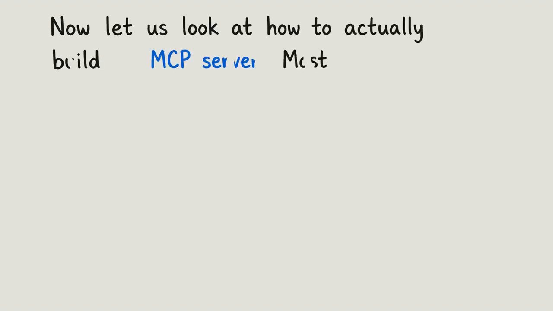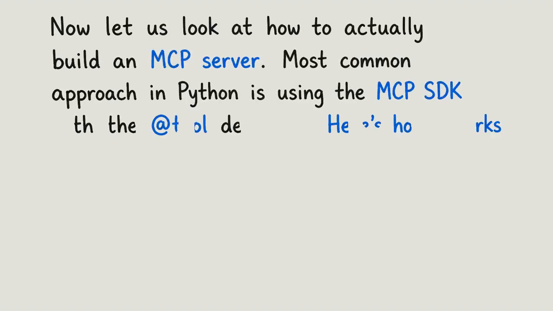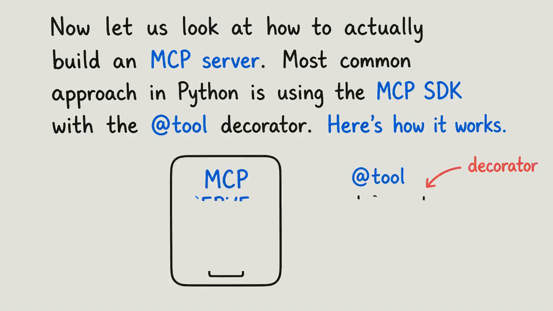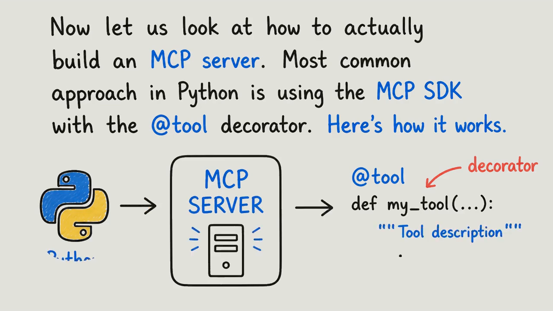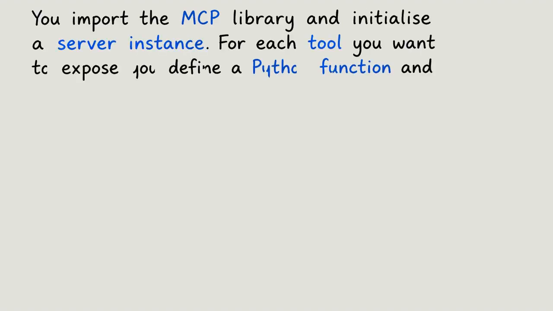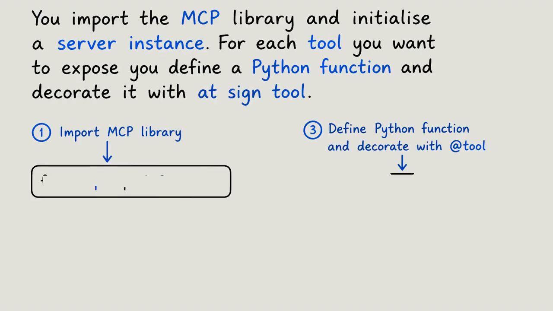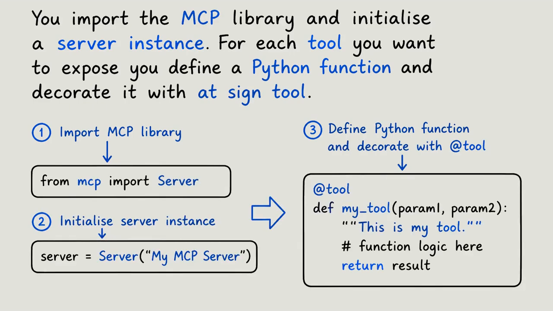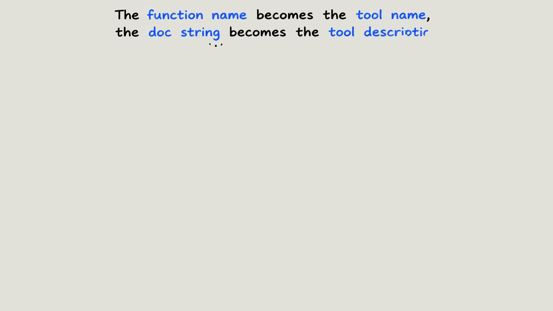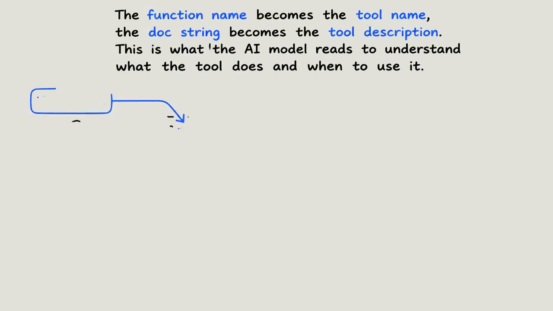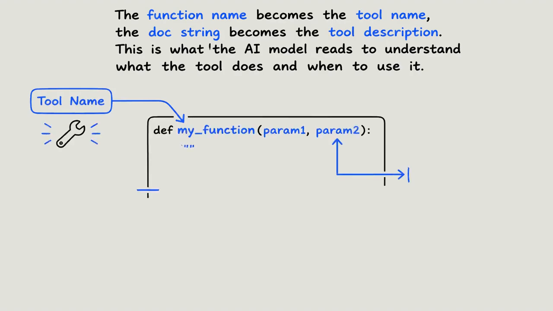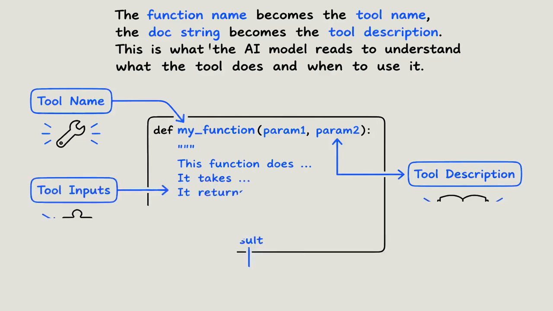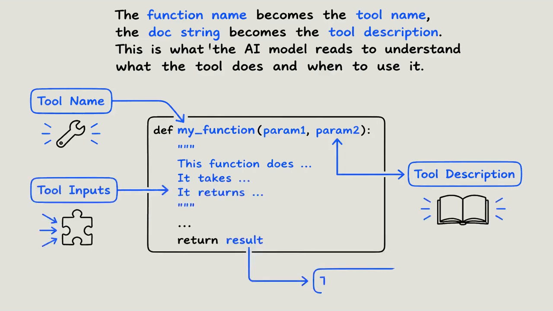Now, let us look at how to actually build an MCP server. The most common approach in Python is using the MCP SDK with the @tool decorator. Here's how it works. You import the MCP library and initialize a server instance. For each tool you want to expose, you define a Python function and decorate it with @tool. The function name becomes the tool name. The docstring becomes the tool description. This is what the AI model reads to understand what the tool does and when to use it. The function parameters become the tool inputs, and the return value becomes the output.